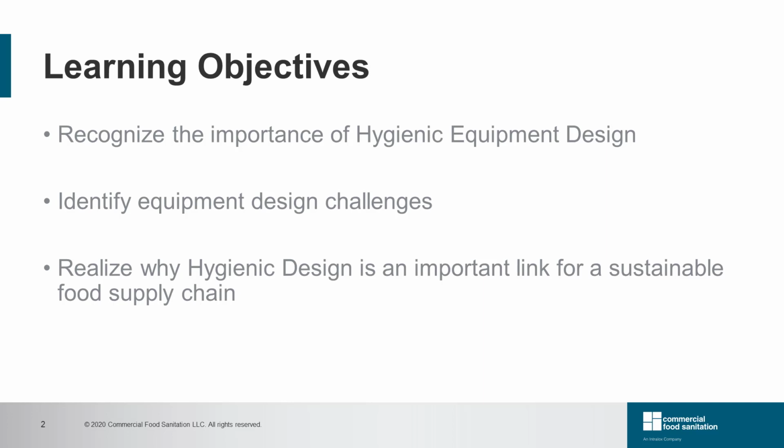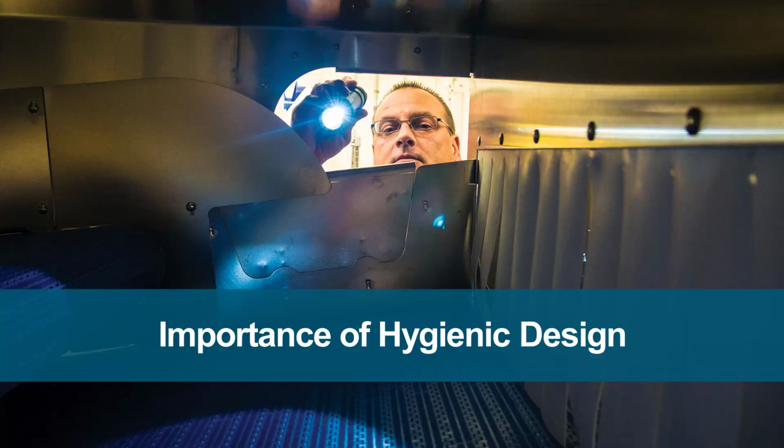The aim of this module on hygienic equipment design is for you to recognize how important and impactful hygienic equipment design is to food safety. And by sharing and talking through some examples, identify some design challenges. You will also gain understanding on why hygienic design is an integral part of a sustainable food supply chain.